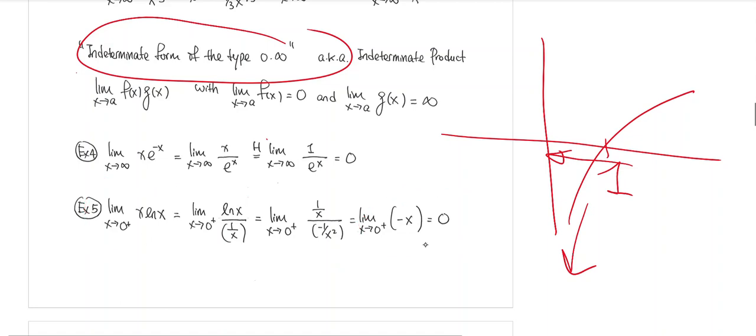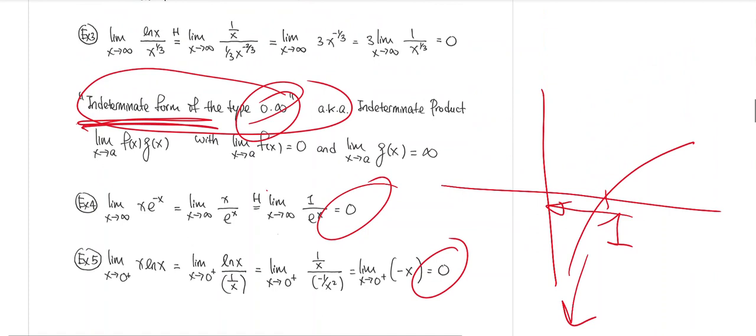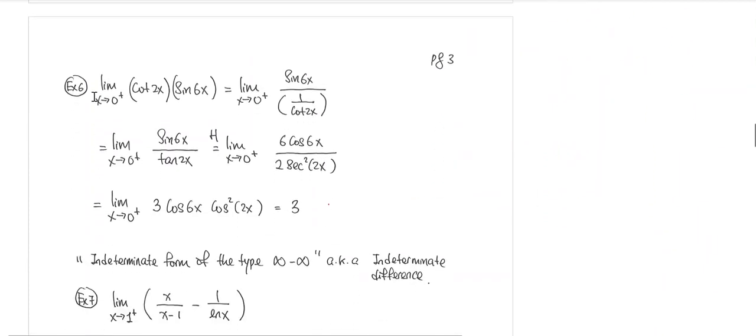You might want to say that whenever you have limits of this type, it's always 0. Well, it's not necessarily the case. It's called indeterminate for a reason. It could be something else also. And this example will show you that it can be something else.